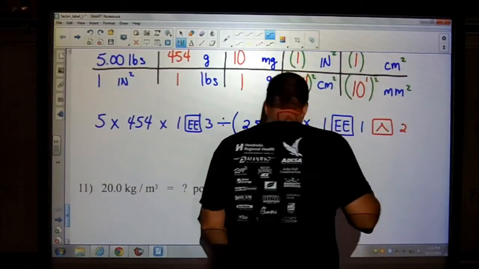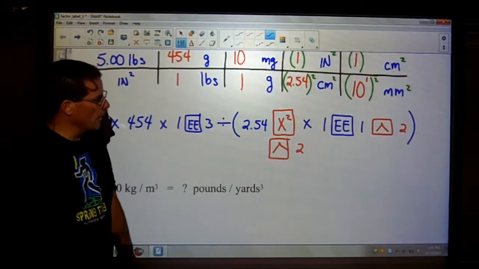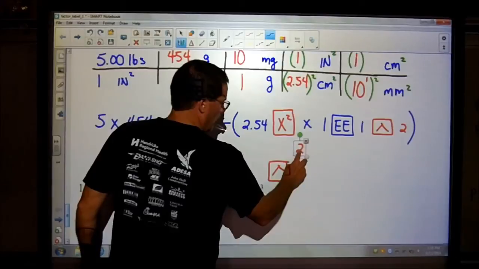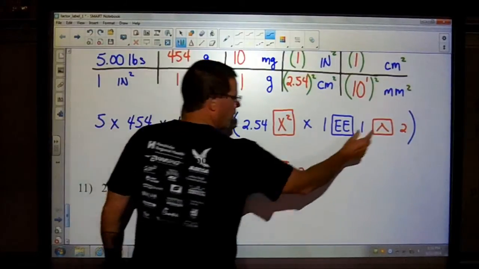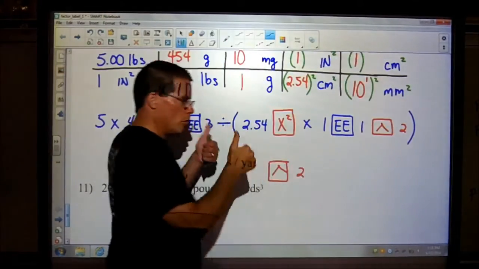Square, then close the parentheses. Okay. So again, this here represents that. That represents that. So if you wanted to do square button twice, good.